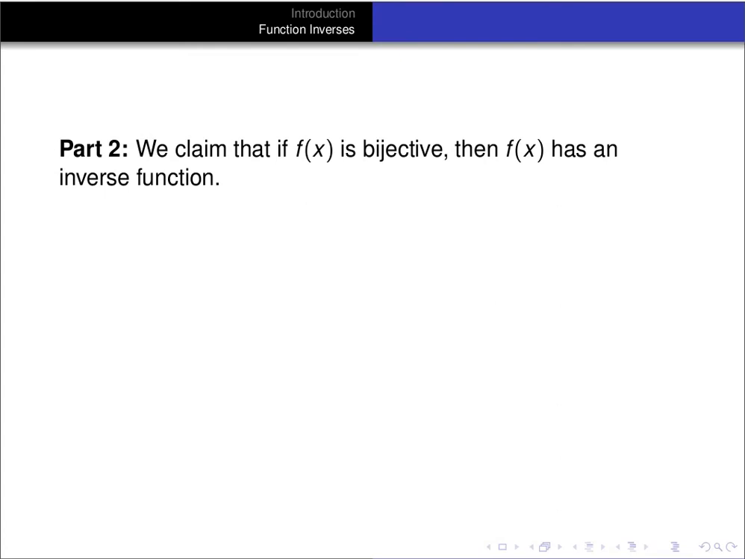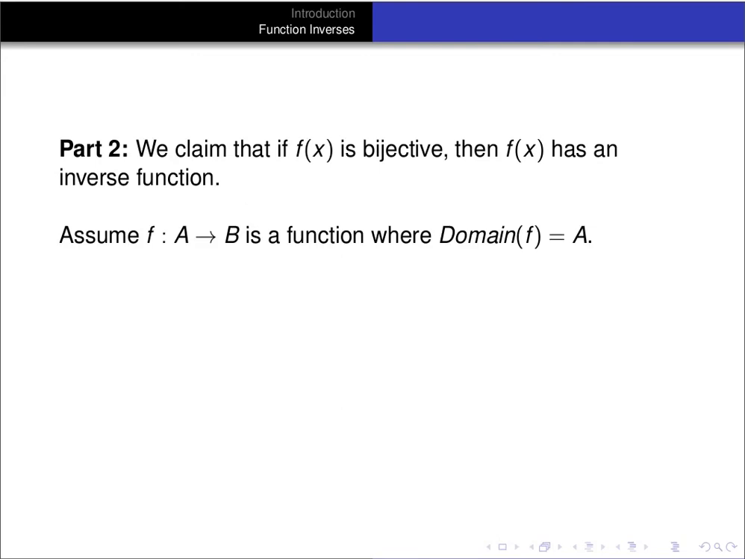So in part 2 we'll prove that if f is bijective, then it must have an inverse function. Let's assume that f from A to B is a function, and let's assume that the domain of f is equal to A.